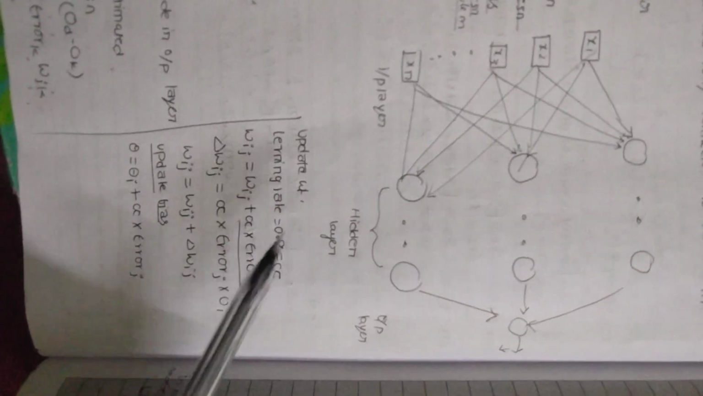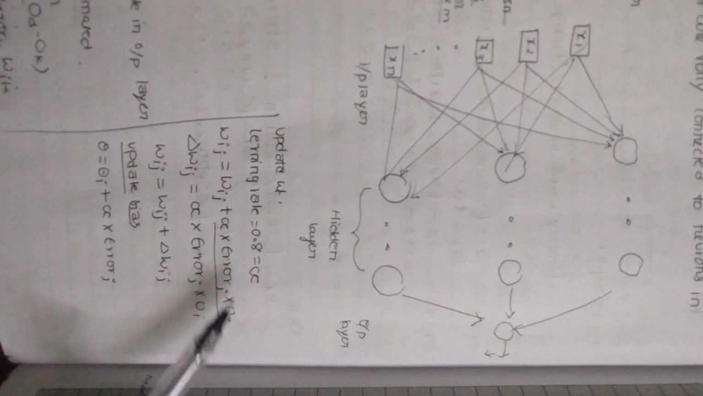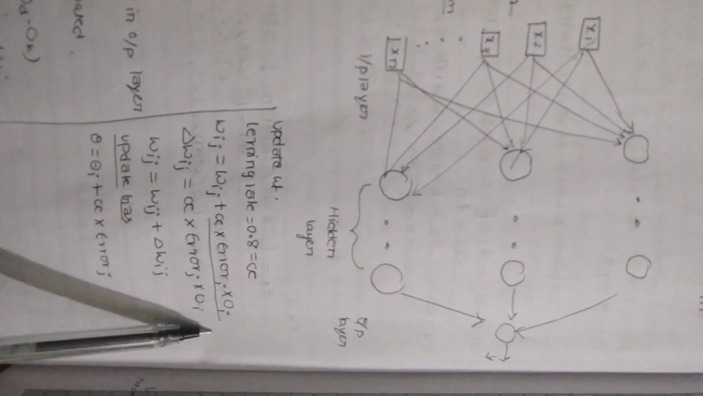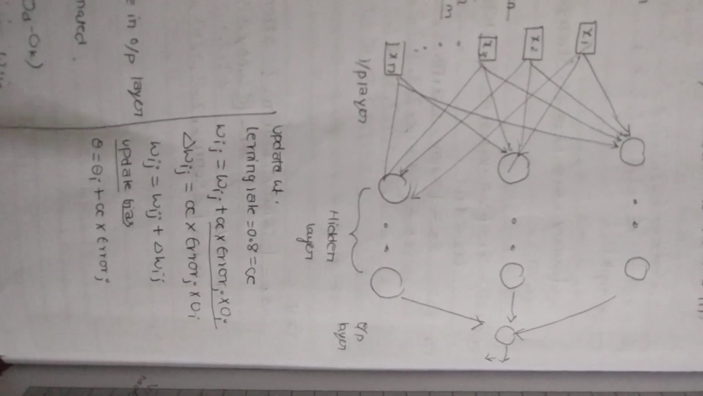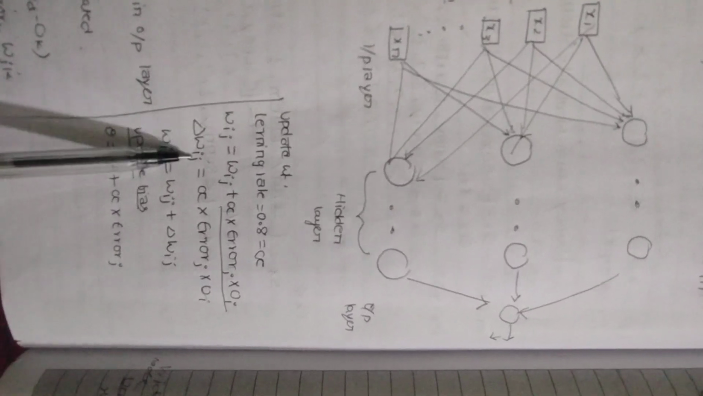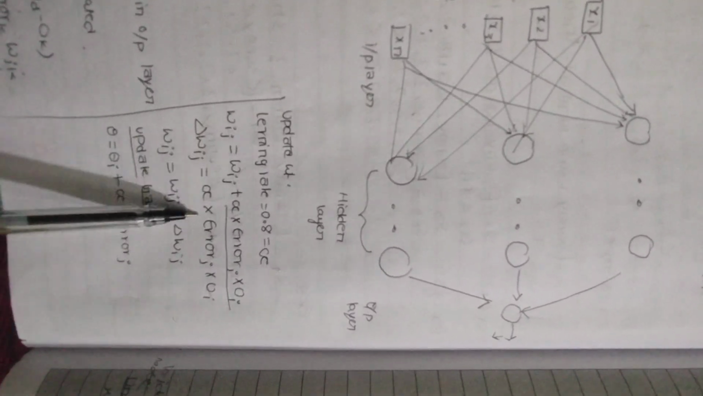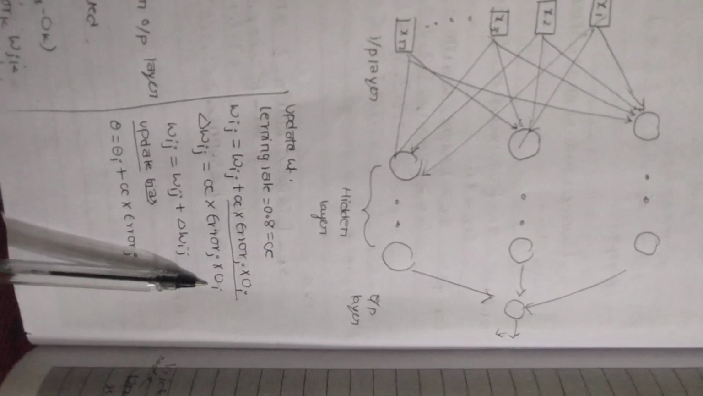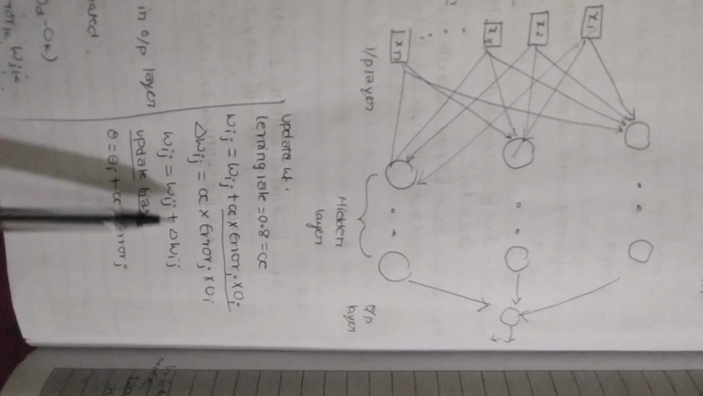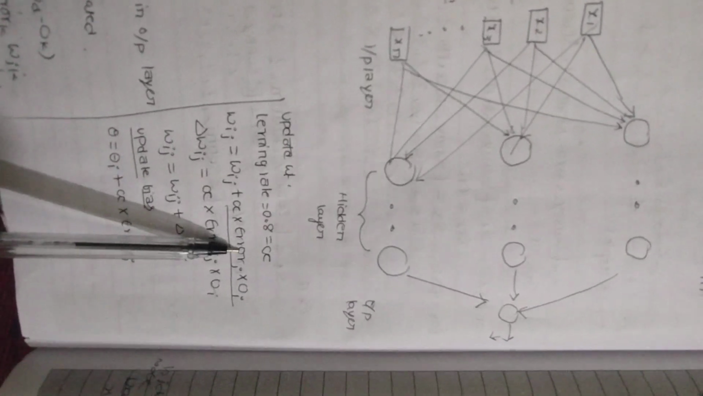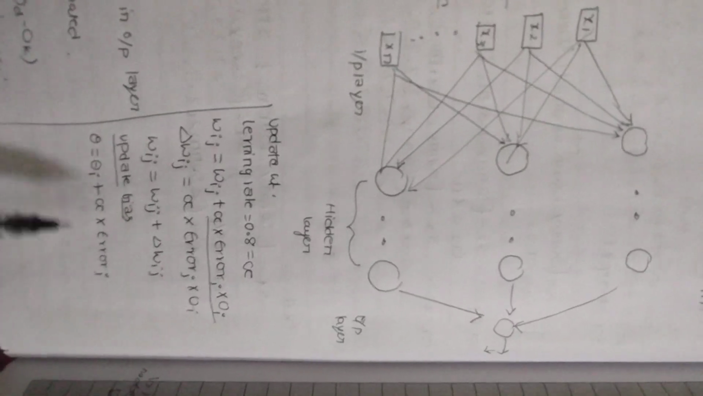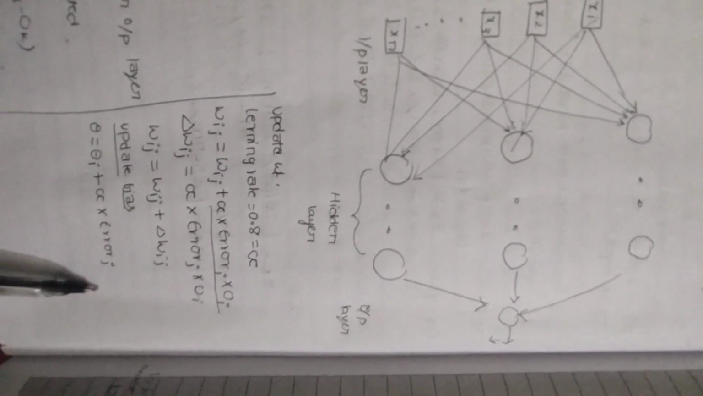Next we have to update the weight. For the weight update, the learning rate is 0.8, denoted with alpha, and wij is equal to wij plus alpha into error j into Oi. Delta wij is equal to alpha into error j into output Oi. Here wij is calculated by wij plus delta wij. This wij value is substituted back. And next we have to update the bias. How to update the bias? Theta j equals theta j plus alpha into error j.